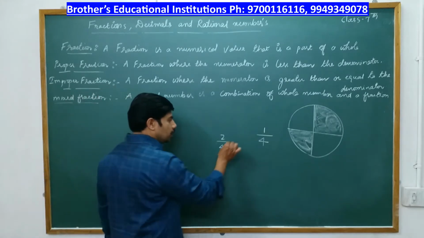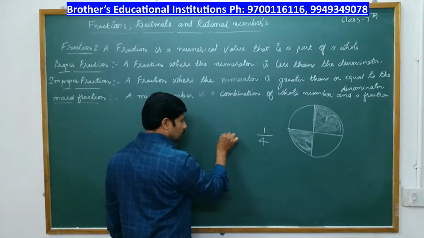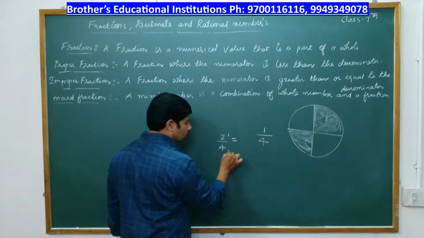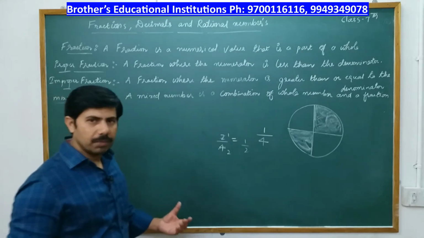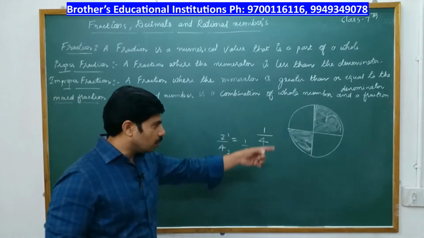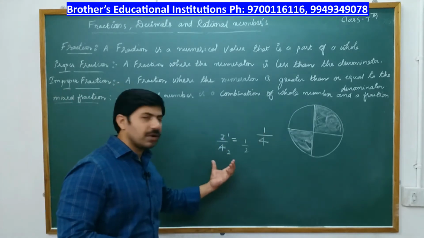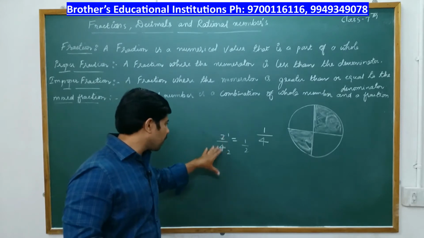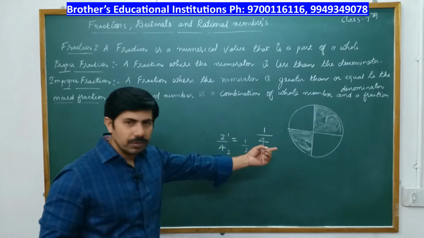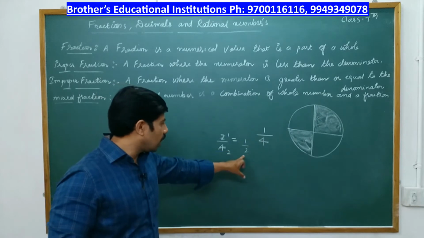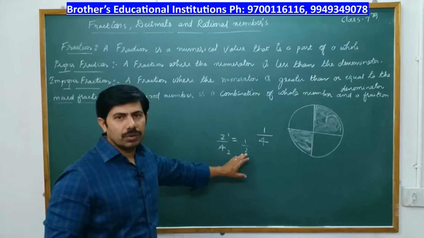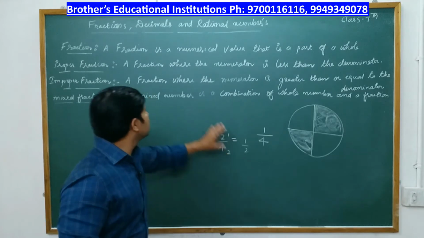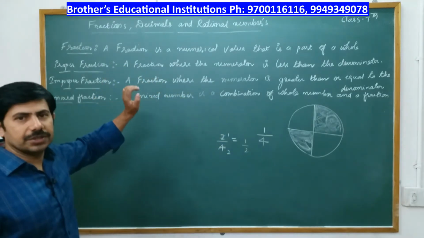If we reduce it into lowest terms, 2 1s are 2, 2 2s are 4. So what fraction are we getting? 1 by 2. That means out of the whole we are removing half of the pizza. So what fraction of pizza is removed now? We removed half. That means 2 by 4, and when we reduce into lowest terms we get 1 by 2. So this is the definition of a fraction.